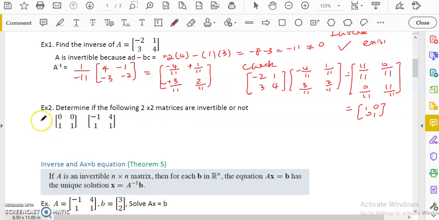So we have two matrices A and B. We want to check if it is invertible. Let's check A. Determinant of A: AD, 0 times 1, minus 0 times 1. Of course, it's 0, so no inverse.